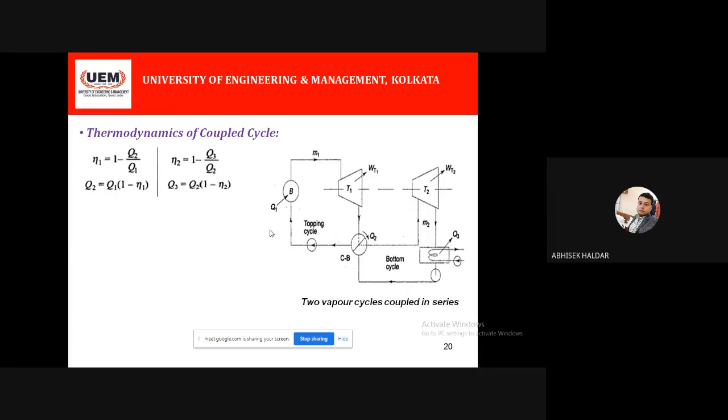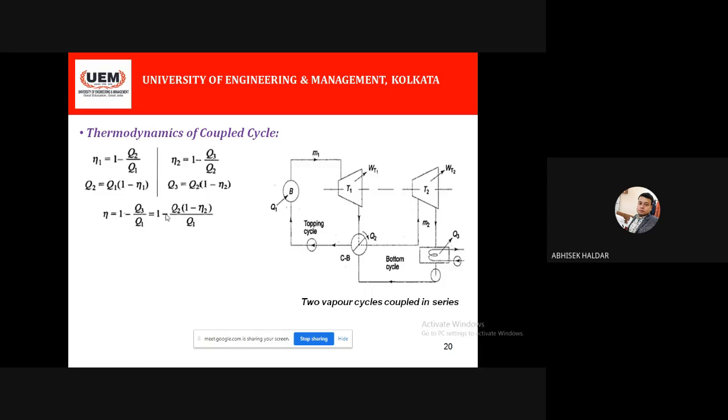Now if we consider these two cycles as a single cycle, what is the heat added to the cycle? Q1. What is the heat rejected from this combined cycle? Q3, not Q2. Q2 has been used internally. So Q3 is the heat rejected from this coupled cycle. So that efficiency is nothing but 1 minus Q3 by Q1, right? Q3 is the heat rejected and Q1 is the heat input.